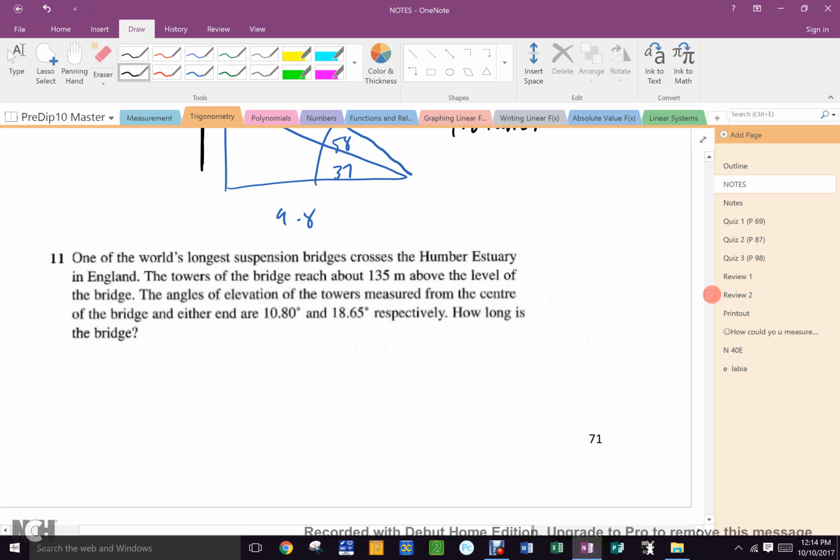Find one of the world's longest suspension bridges. Why is this a bad question? Why is this a bad question? It's a bad question. I put it in on purpose. Why is it a bad question? Kayla. You assume that everybody knows what a suspension bridge is. Yes. You all should know what a suspension bridge is because most of the bridges around us are suspension bridges.